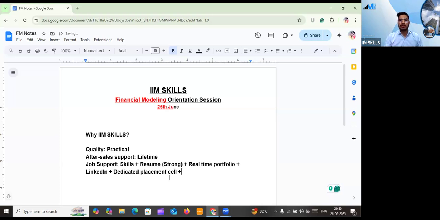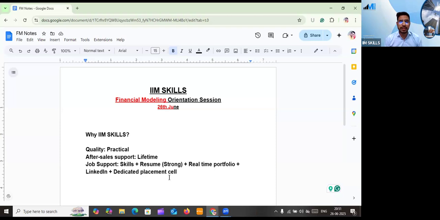This placement cell will make sure that once you are done with your training and the overall practical work that has been allotted to you, they find actual jobs which are suitable for your profiles. They will share personalized invitations to your email saying, okay, this is the job that a company has reached out to IM Skills about. So if you are interested, you can simply share your resume and your candidature with the company. So overall support once you are done with the training, that is after-sales support, you will be getting every single assistance that is required to grab an opportunity.